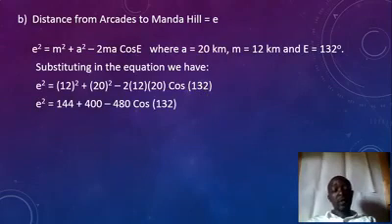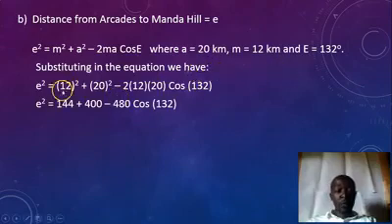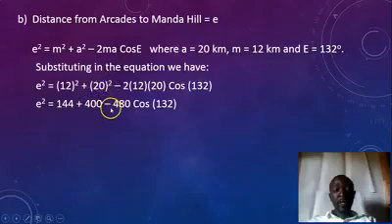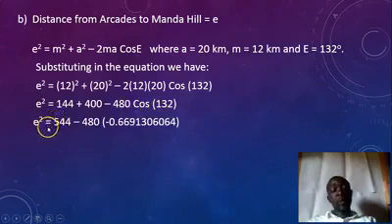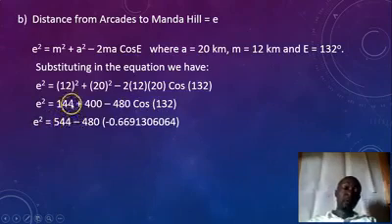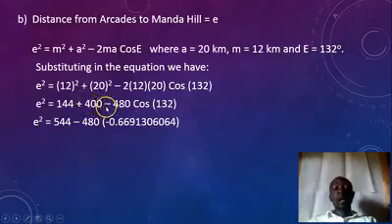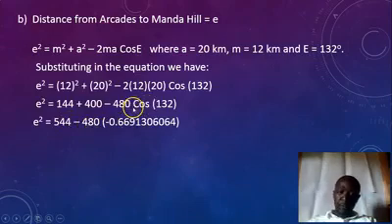E squared is equal to, when you find 12 squared, you end up with 144, and when you square 20, you end up with 400. And when you multiply 2 times 12 times 20, you end up with 480, and the cosine will remain like that, cosine 132. So you have E squared is equal to 144 plus 400 minus 480 cosine 132, which will give us E squared is equal to 544 minus 480, and make sure you find cos 132, which I have included here in the brackets.